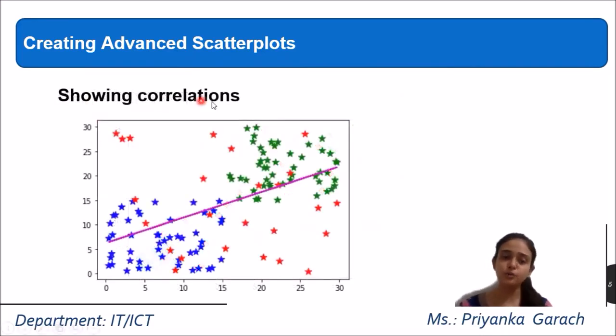Then comes showing correlations within the advanced scatter plot. So showing correlations means through the scatter plot, I can draw a straight line. This concept we have already seen in linear regression, that through all the scatter points, we are drawing one straight line which covers all my different data points. So you can also show the correlations. Correlation means such a straight line showing the relation between the different scatter points.